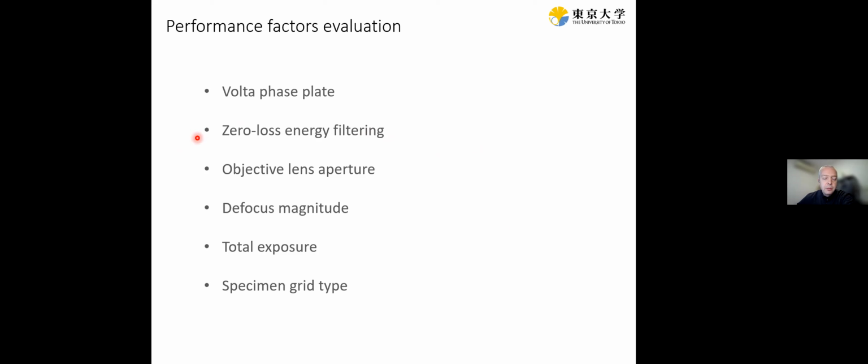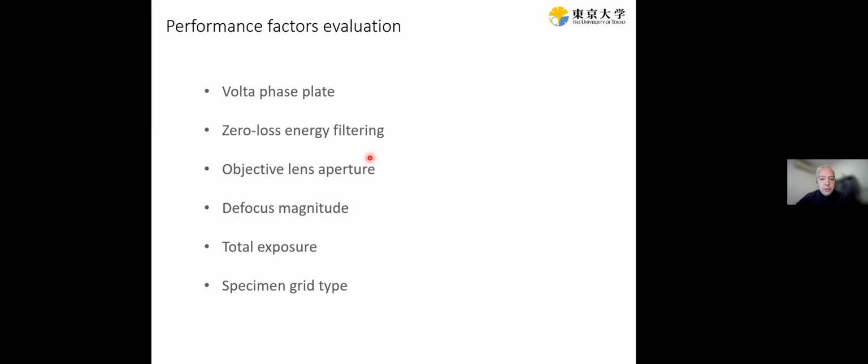So, zero loss energy filtering. In the past, some companies were telling customers that filtering is not important for single particles because you're in thin ice, and it only matters for thicker ice. Of course, they had an agenda. They didn't have the hardware at that time. They didn't have their own filter. Nowadays, this company has their own filter, and of course they trumpet the song that it helps a lot. Anyway, we decided to test this and see if it really helps or not.